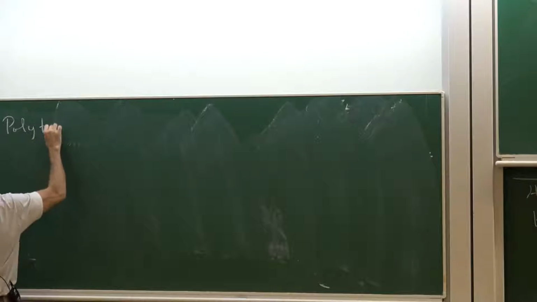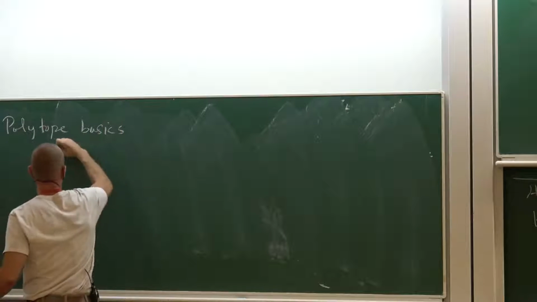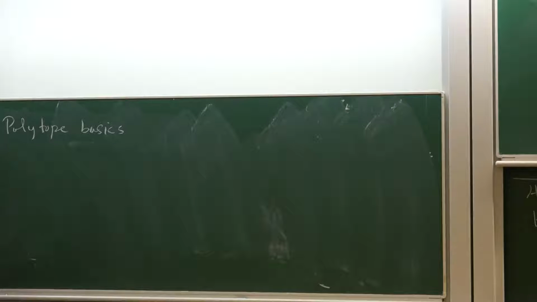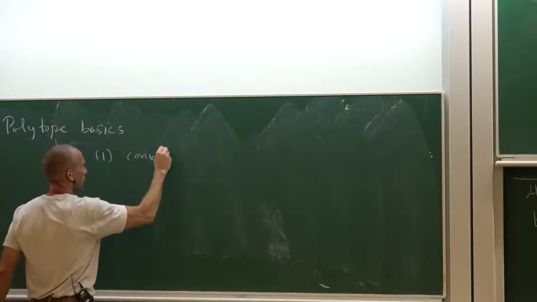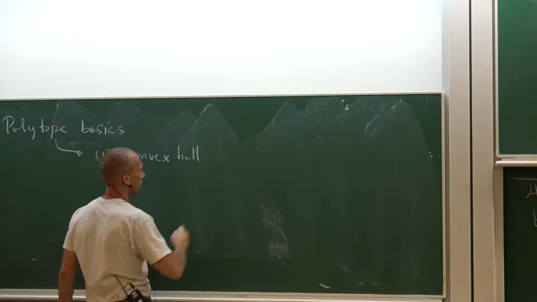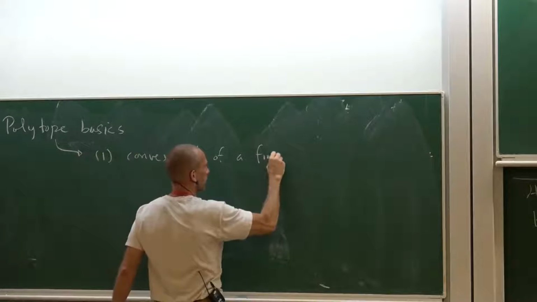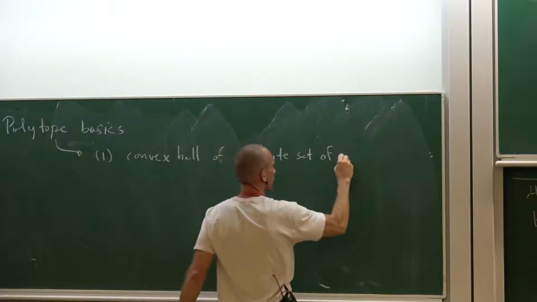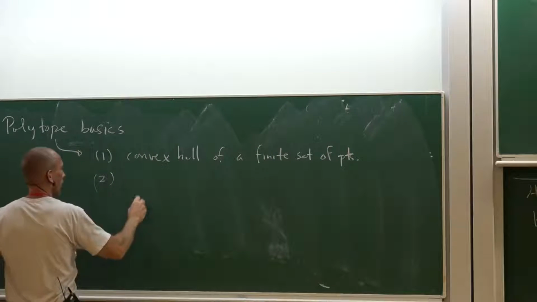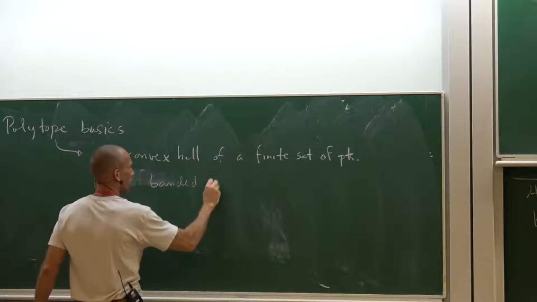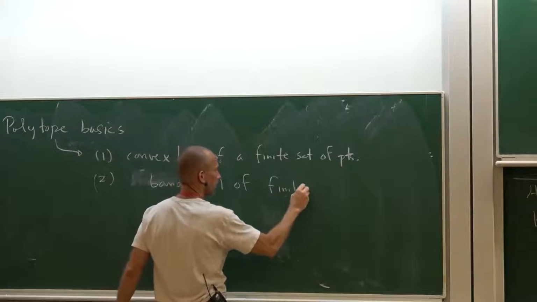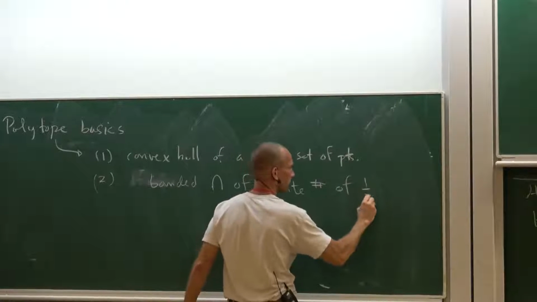So section 2.2, polytope bases. A polytope can be defined two ways. So what is a polytope? One is the convex hull, that's the set of all convex combinations of a finite set of points, or dually, a bounded intersection of a finite number of half spaces.